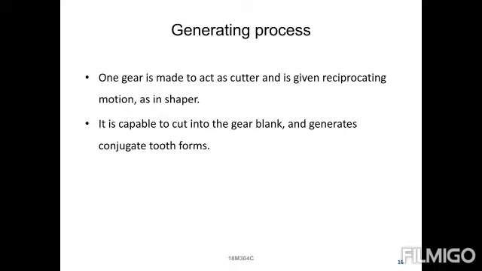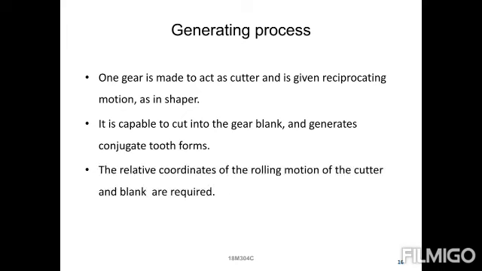Which type of tooth gears are provided? The type of gear is already provided on the tooth of the cutter. While meshing, both the blank and the cutter in the shaping machine make contact. Whichever type of tooth, either spiral, helical, or bevel, the same type of conjugate tooth will be formed by generating the relative coordinates, the rolling motion of the cutter and blank.